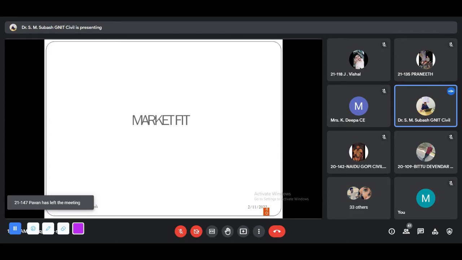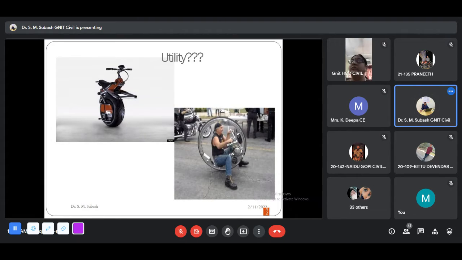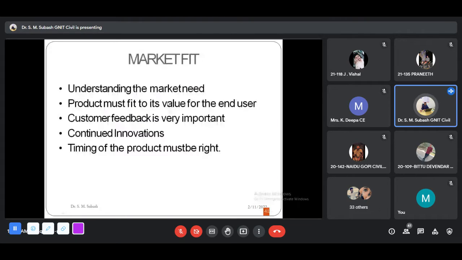Then the last thing, market fit. I will show these pictures. Same thing: market your product, whether this product is fit for the market or unfit. What happens, whatever you have designed, whatever cost you have put in here, everything will be wasted. That is the major thing I have told, serving the market need. This type of bike they won't need. So first you need to understand the market need.